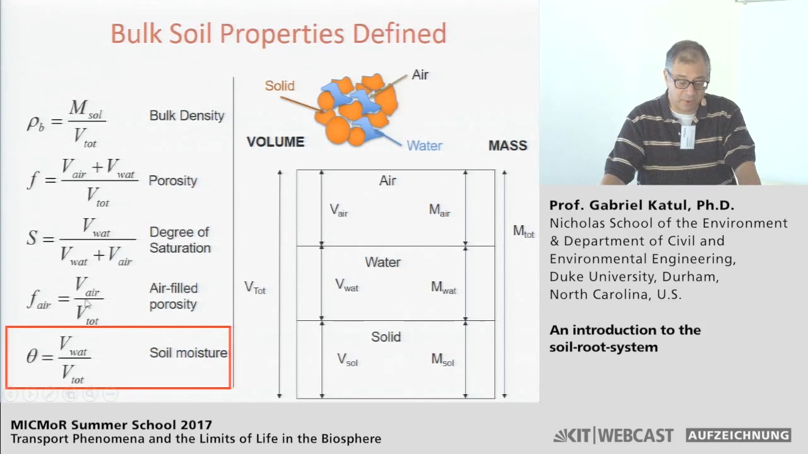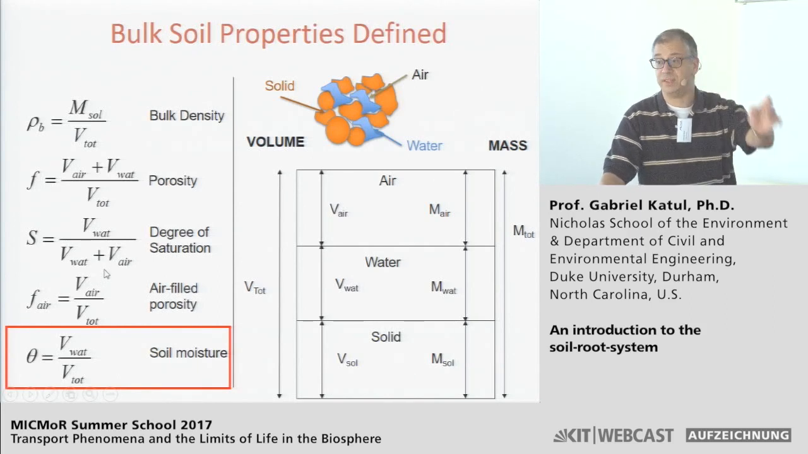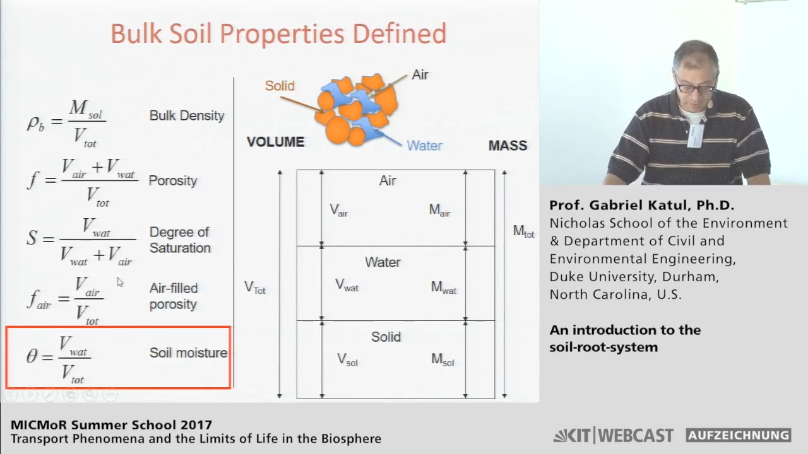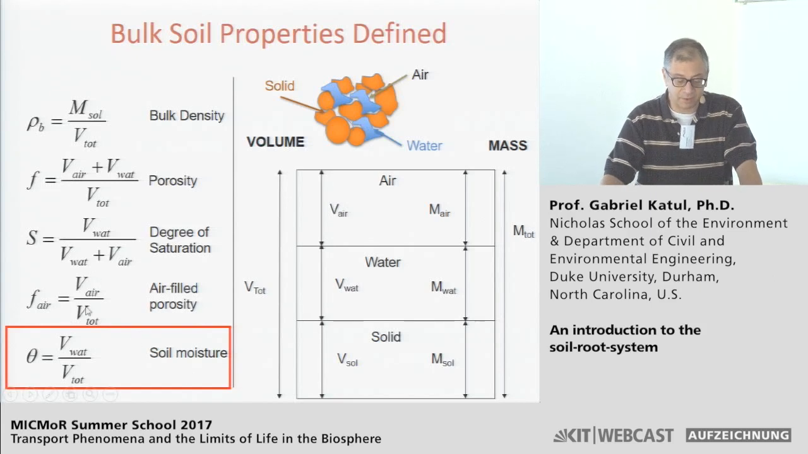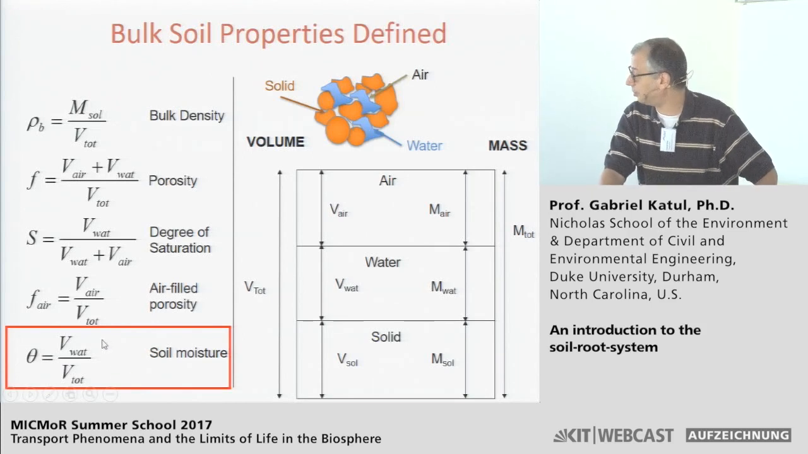Then there is the air-filled porosity, which is the volume of the air divided by the total volume. If you look at studies of diffusion of gas in soils, say oxygen diffusion or CO2 diffusion in terms of respiration, this is the most important quantity that you would see because it dictates the space in which molecules in the soil system can diffuse. For us, the analog to this quantity is going to be the volumetric soil moisture content, which is the volume of the water divided by the total volume of the soil. So that's basically the key state variable that describes the water availability in the soil system.